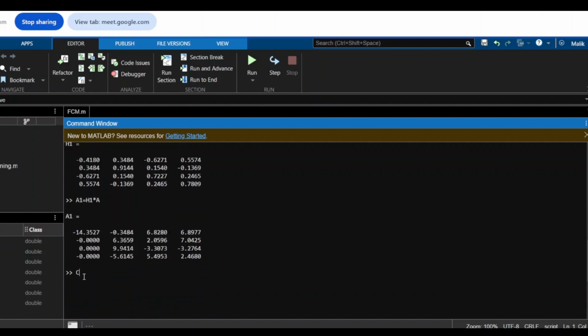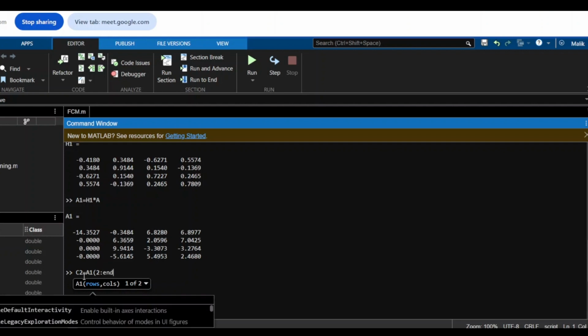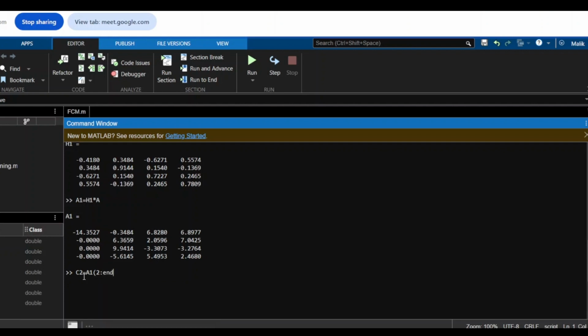We take which column? C2 column. And here what will be C2? C2 will be equal to A1. But here we have to take the second column but from the second row. We have to ignore the first entry. So I will take it from 2 to end, rows from 2, 3, 4. And the column is what? Column number 2, right?